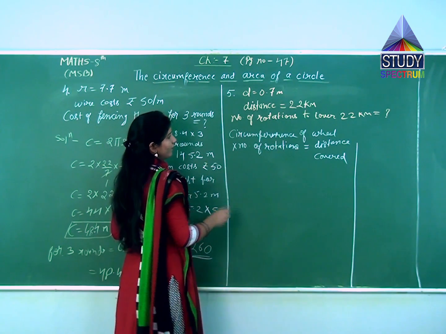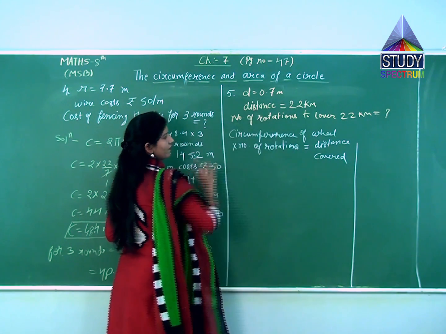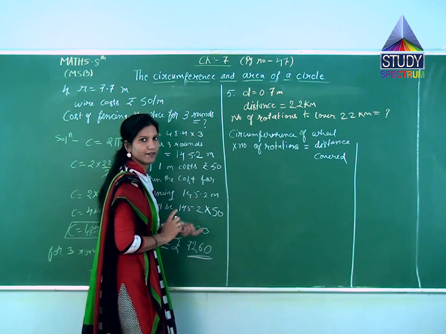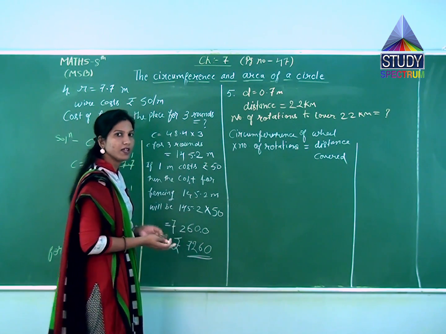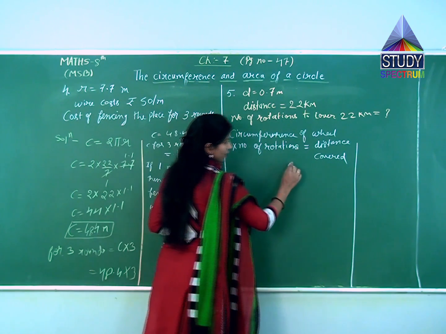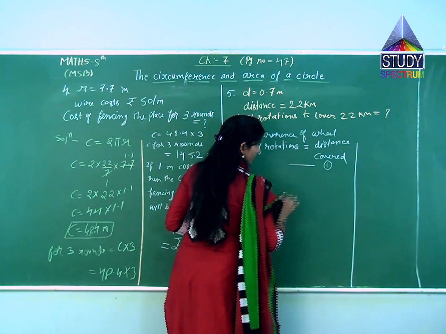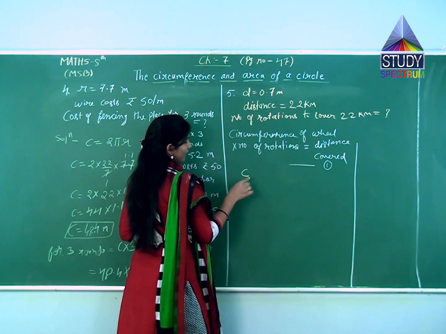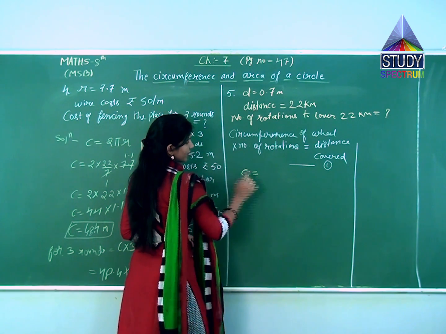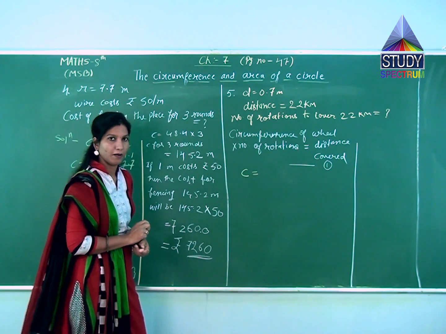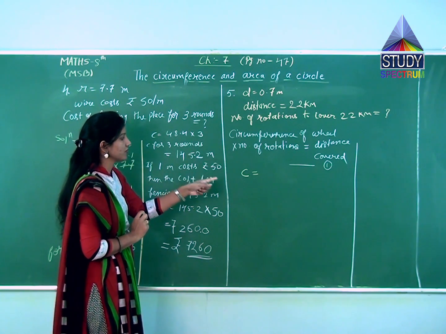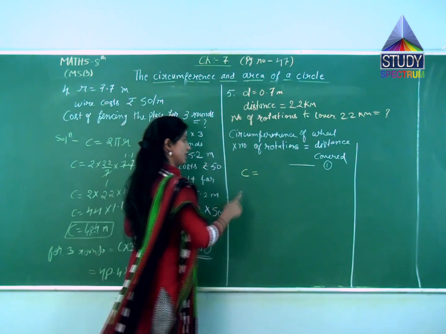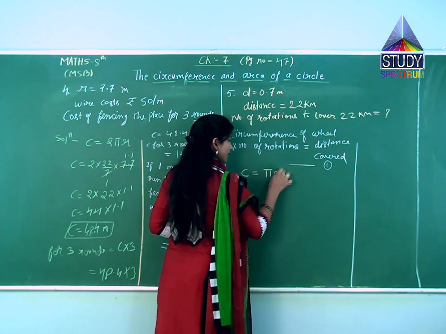But here we don't have the circumference of the wheel. The circumference is not given, only the diameter is given. So we will have to find the circumference. Let us denote this equation as equation number 1, and let us move to find the circumference. Now circumference is 2 pi r, but here we would use the formula pi d because the diameter is given.